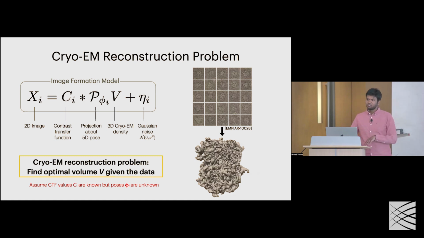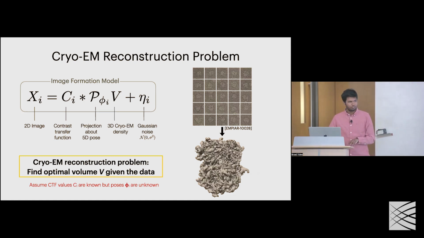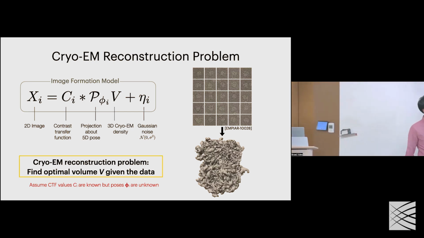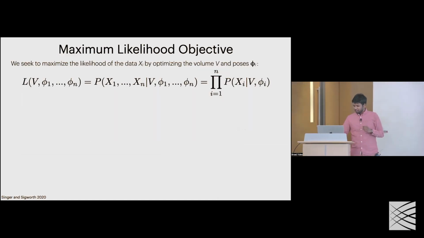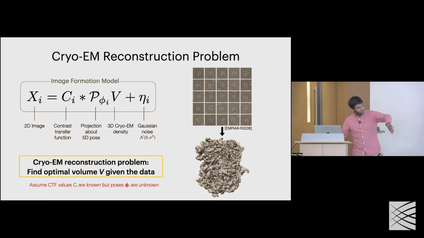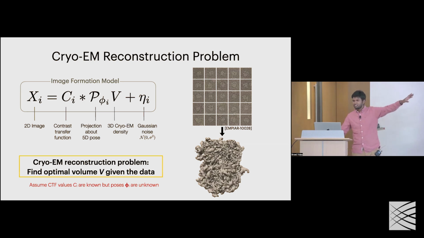So then the cryo-EM reconstruction problem is the inverse of that image formation model, where what's observed is a data set of these x_i, these images, and what we aim to find is the underlying map V. A note that in what follows, I'm going to assume that those contrast transfer function values C are known and fixed. That's a reasonable assumption because you can typically estimate those parameters earlier in processing, in the 2D stage. However, again, the poses are unknown, and so that is something we're going to have to estimate.